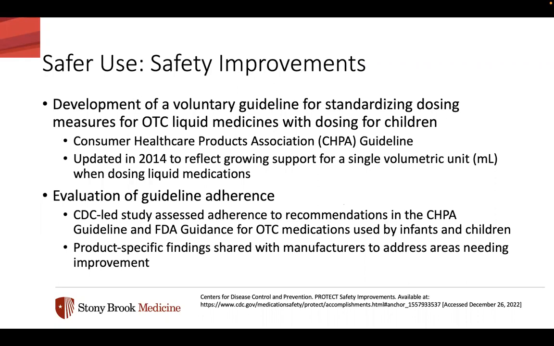The first safety improvement was creating a guideline for standardizing the measures on OTC liquid medications. This is the CHPA guidelines. They updated it in 2014 to reflect growing support for a single volumetric unit, which is mLs, when dosing liquid medication. And then they evaluated how well manufacturers adhered to these guidelines, as well as the FDA guidance for OTC medications. They shared the results with manufacturers so that they can address any areas that needed improvement. And this was on OTC medications.